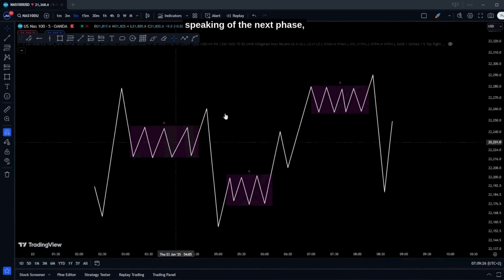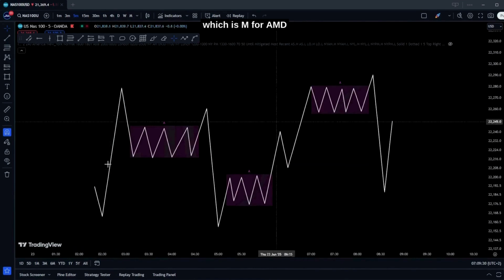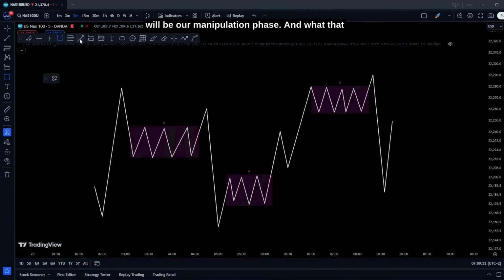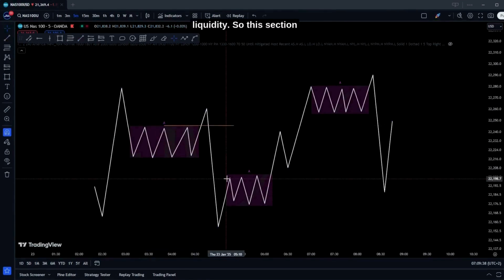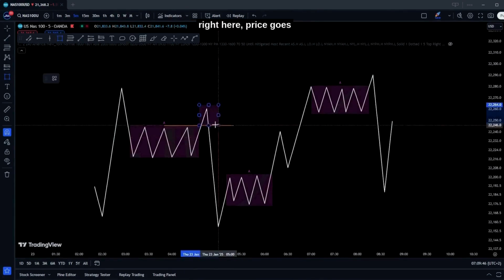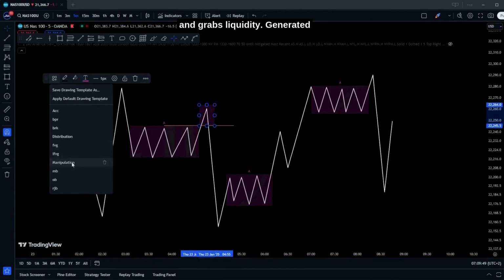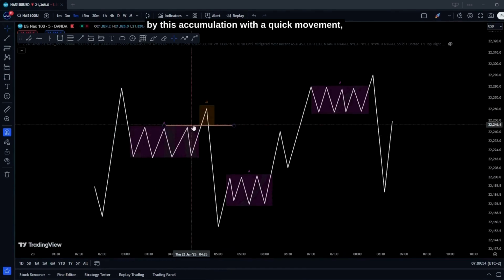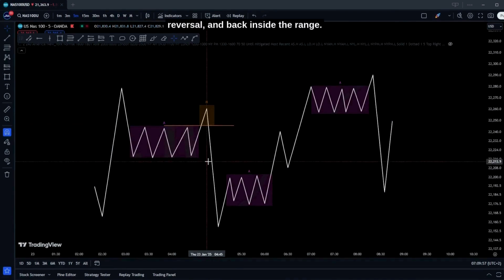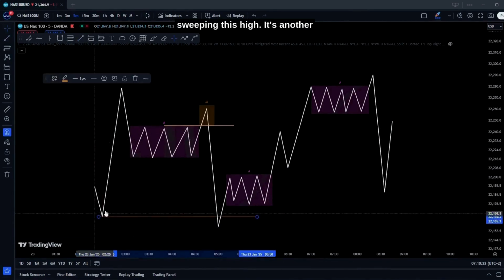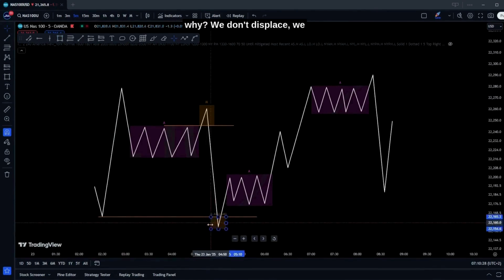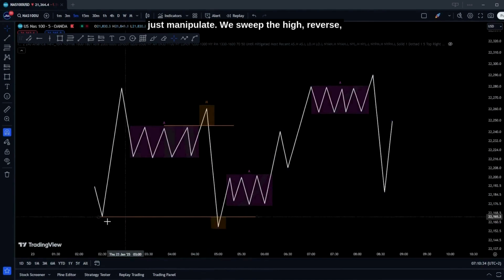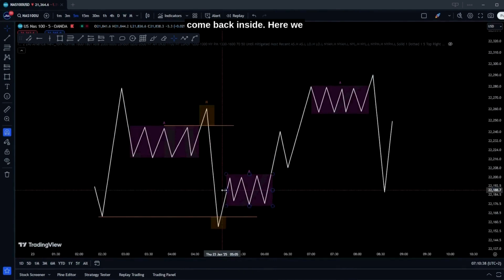Now, speaking of, the next phase, which is M for AMD, will be our manipulation phase. And what that looks like is simply a sweep of our liquidity. So this section right here, price goes and grabs liquidity generated by this accumulation with a quick movement, reversal, and back inside the range. And another example over here, price sweeping this high. It's another form of manipulation, because why? We don't displace, we just manipulate. We sweep the high, reverse, come back inside.